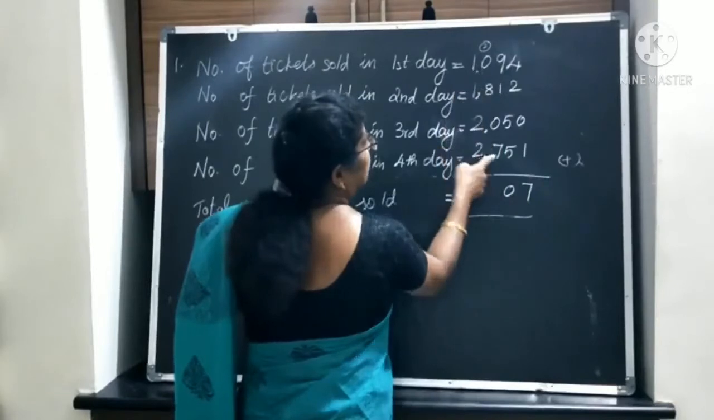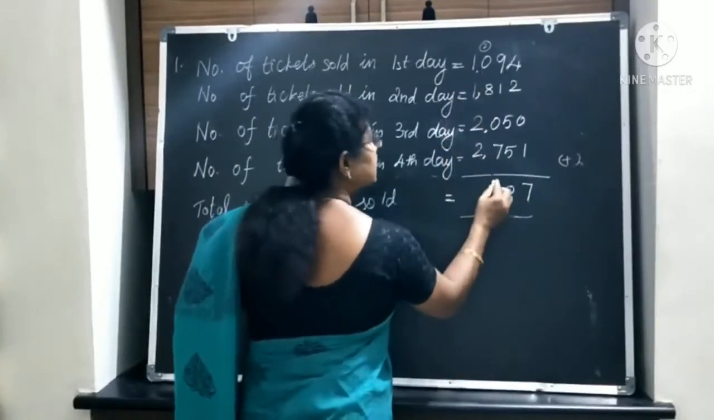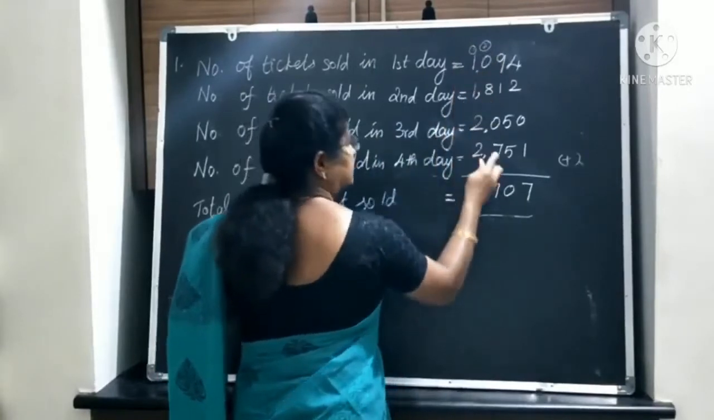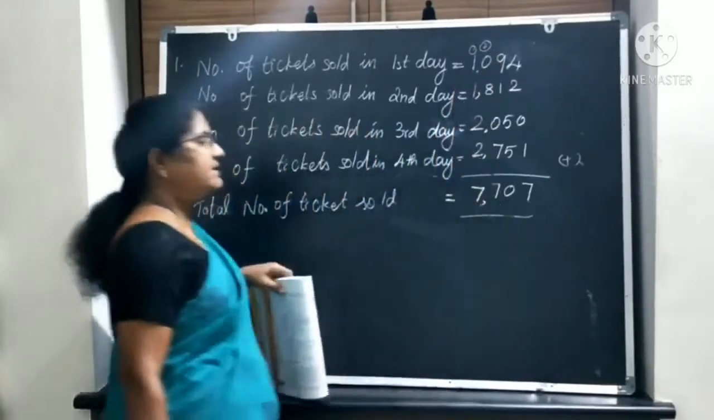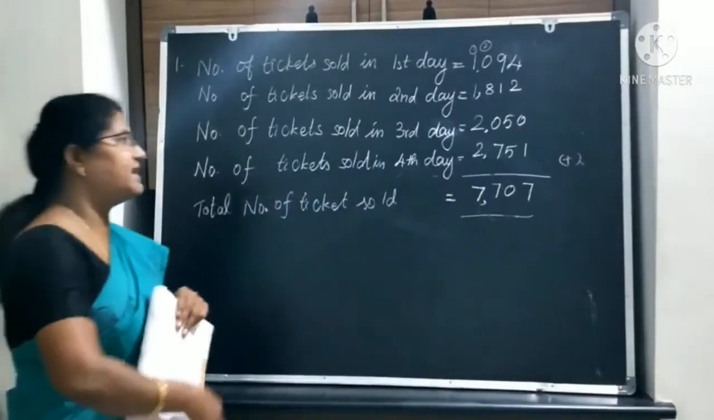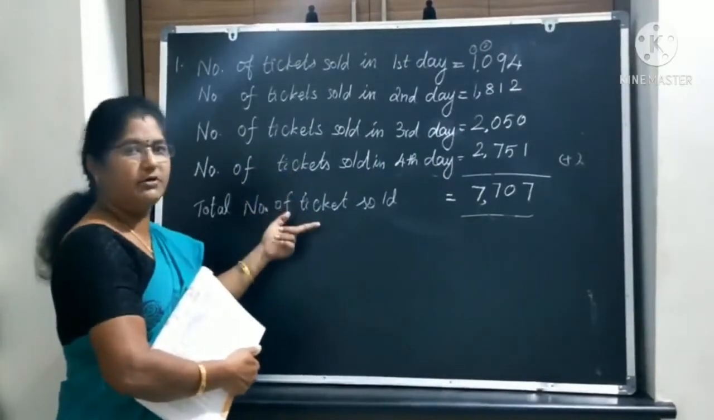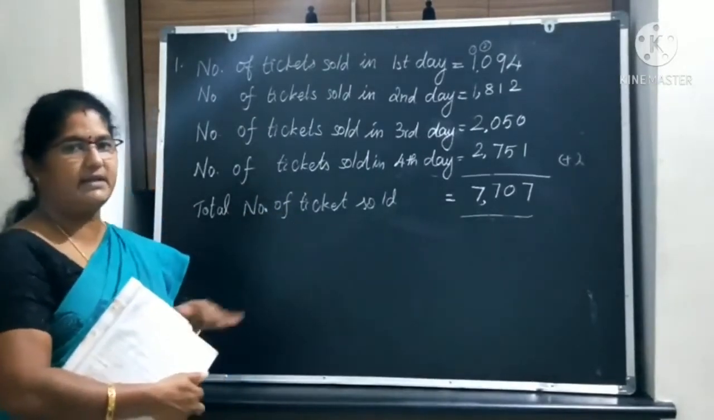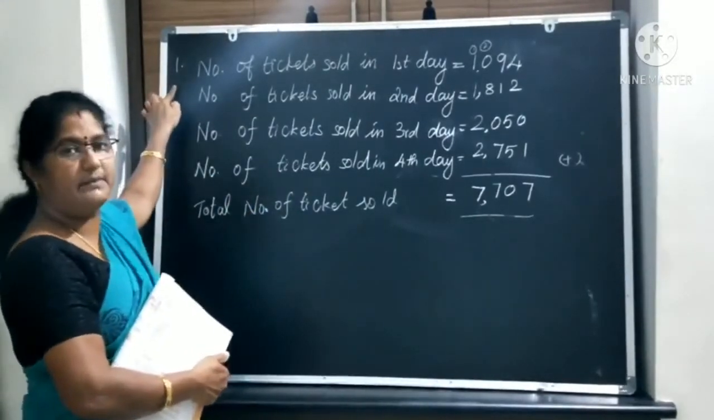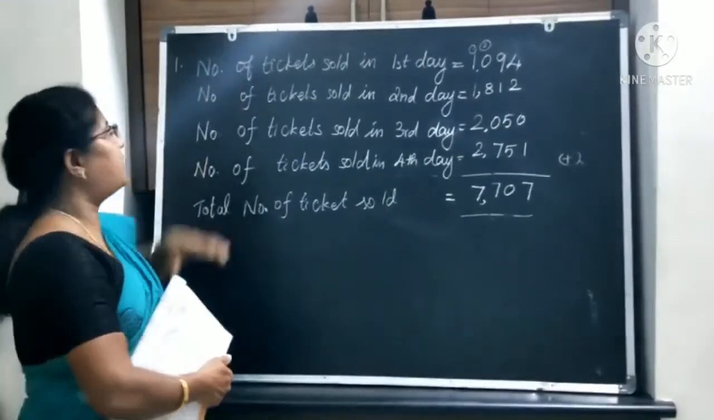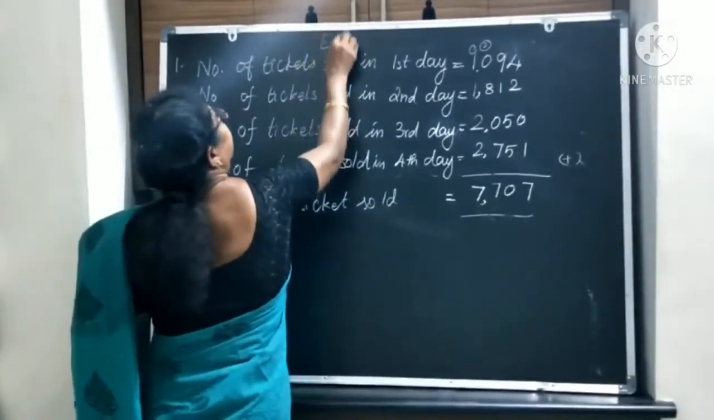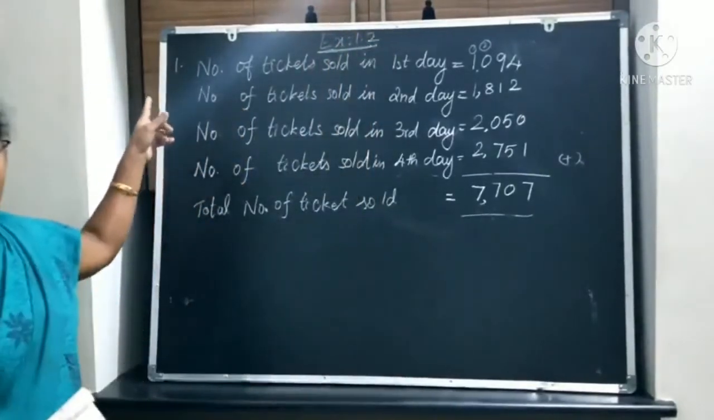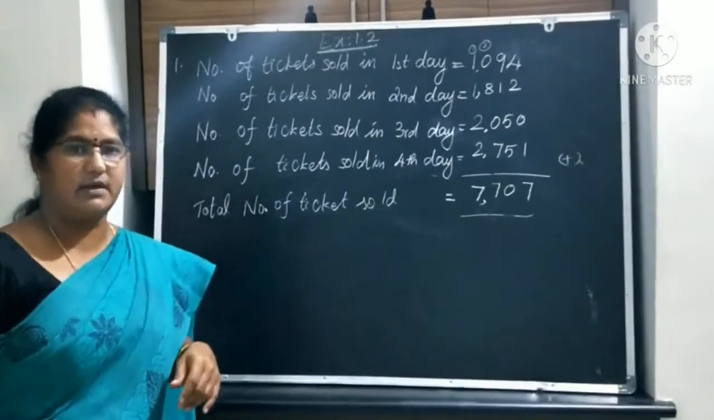10, how much? 17. Balance 1. 2, 3, 5, 7. So 7,707 tickets were sold in all the 4 days. That means the total number of tickets sold. Understand? Write down the question number properly. Exercise 1.2. Exercise 1.2, first question, and write the answers. Okay? Write down.